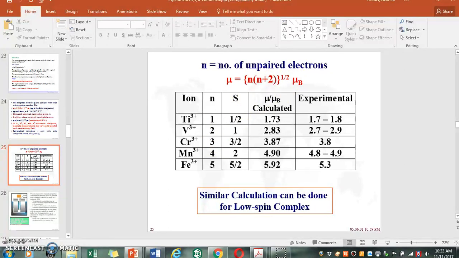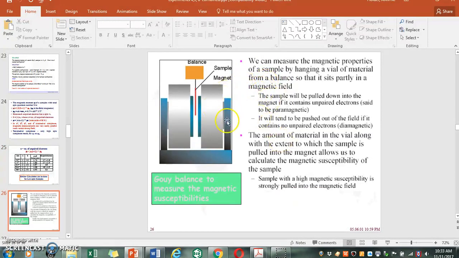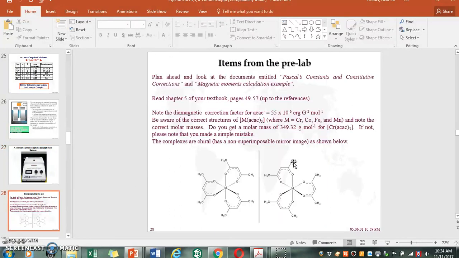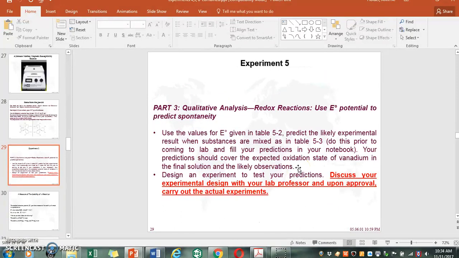And once you've done that, you need to show two examples. One, the electronic configuration being high spin or low spin. Remember, we've mentioned that you draw the magnetic susceptibility measurements, which is what you utilize in the lab. And these are just some items for the pre-lab, which I mentioned you all should have known as well.